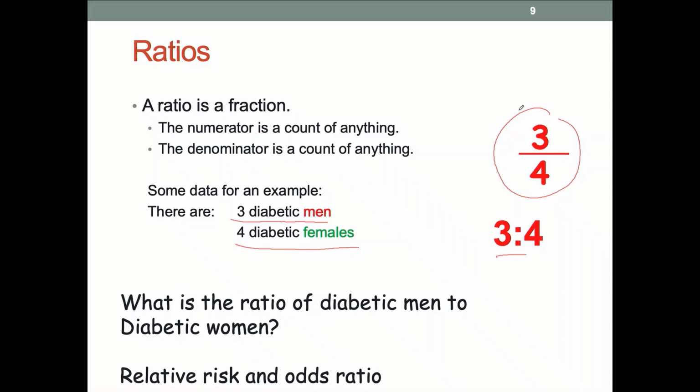So keep that thought in mind. What is a ratio? You have the 3 men and the 4 women. So we don't add up. We don't say 3/7 by adding 3 to 4. No, it's 3/4. It's a ratio.